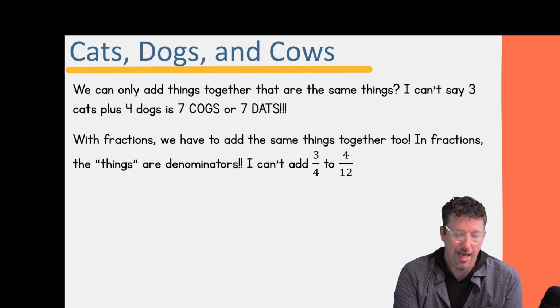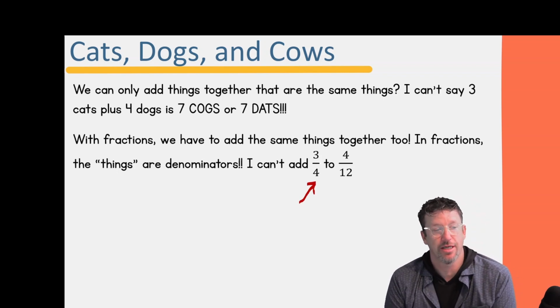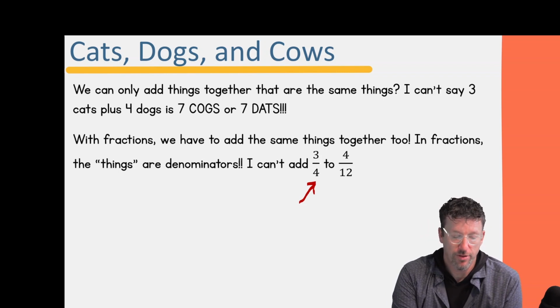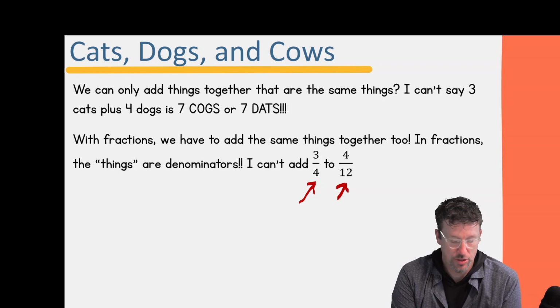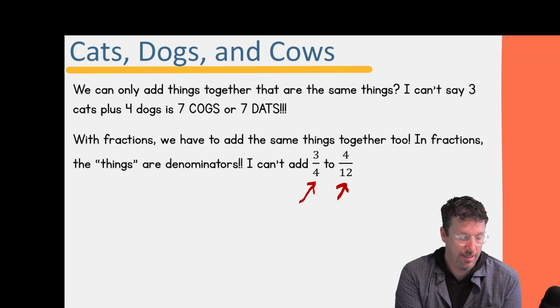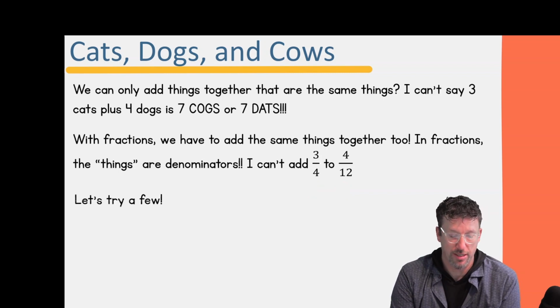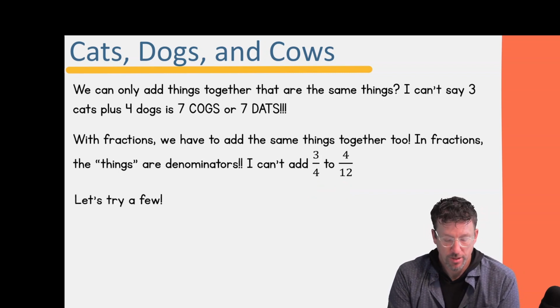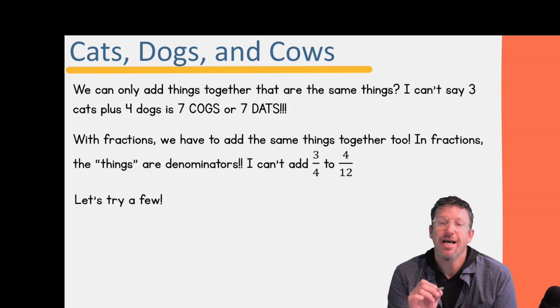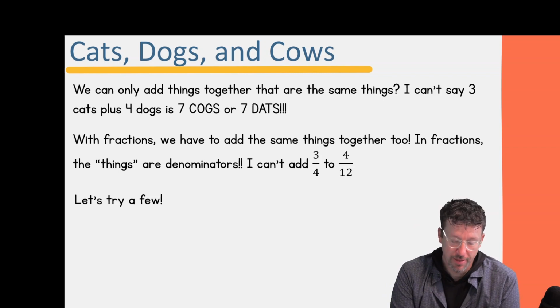The reason I use cats, dogs, and cows is I can't add 3/4 to 4/12, because I can't add three dogs to four cats. Right? I can't do that. So we want to make sure we understand that, and that there's a procedure that helps us get there. Okay, so we're going to try a few. And you're seeing the cow word up there. What does that mean? I'm going to get to the cow. Just make sure you pay attention.